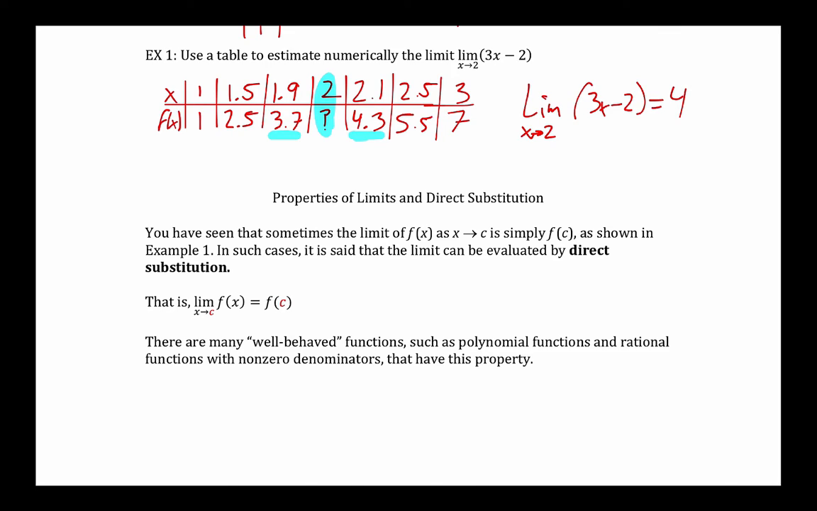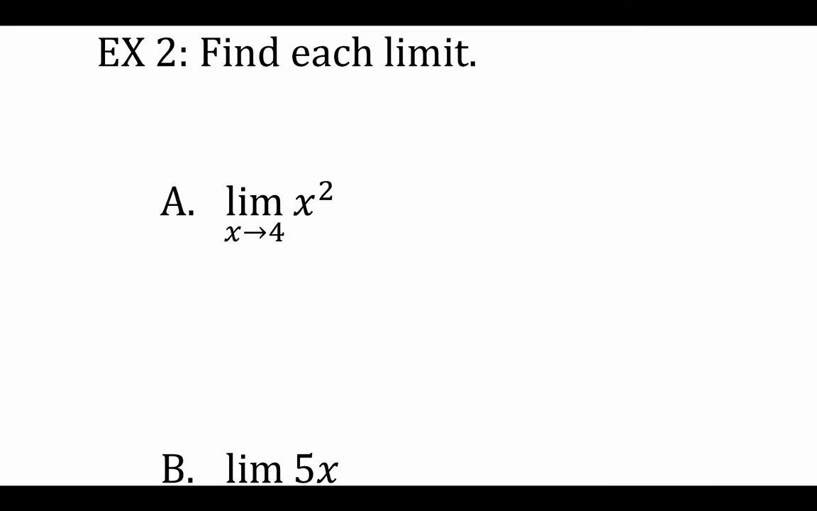Now, there are many of what we call well-behaved functions, such as polynomial functions and rational functions with non-zero denominators, that have this property. We're just going to practice a couple of these, to get used to this format. Then at the end of this next page, we'll look at when it becomes more important. So, for example, the limit as x approaches 4 of x squared.